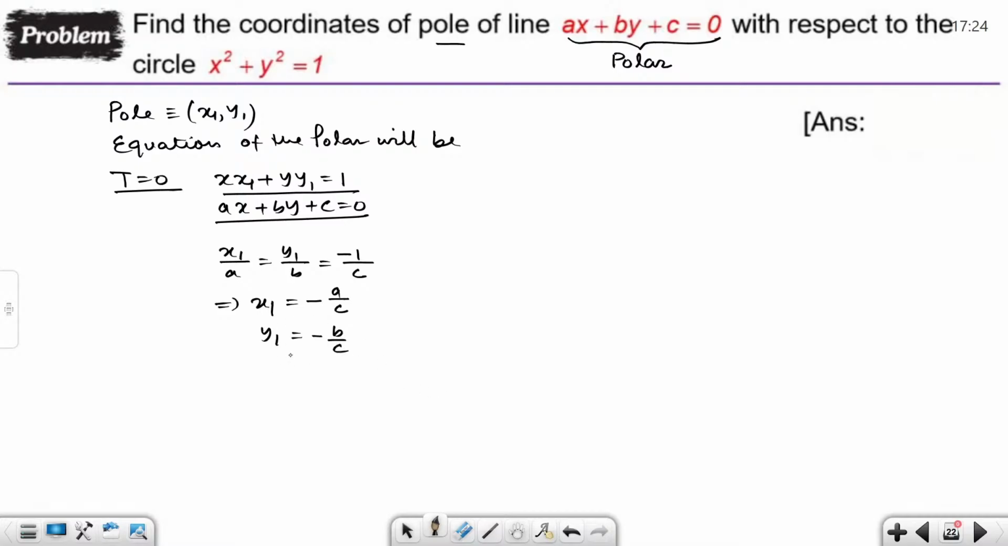Right? So what is x1, y1? This is your pole. Therefore, the coordinates of the pole are minus a over c, minus b over c. Right? Okay, so have you understood how to find the polar? At the same time, in this question, I have given you the polar and asked you to find the pole. Okay, let us take another problem.